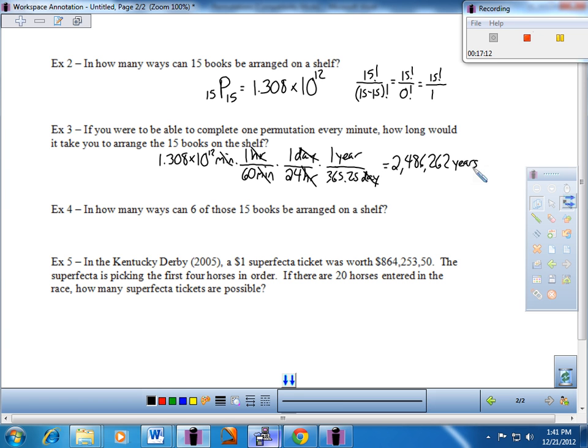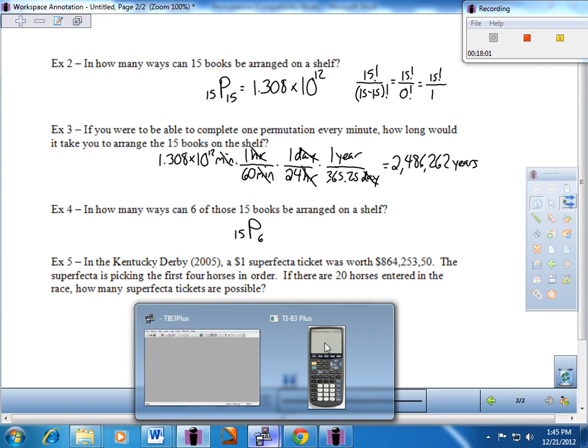Random, but interesting. All right, let's do 4. Example 4 says, in how many ways can 6 of those 15 books be arranged? All right, so one more time, just picture yourself. You have 15 books at your side, but you have a smaller shelf in front of you, and only 6 can fit on that shelf. So we start with a set of 15, and we are going to arrange those distinct objects, no repetition, but we're only going to arrange 6 of them at a time. And so it would be 15P6.